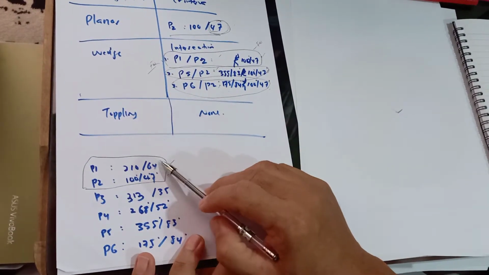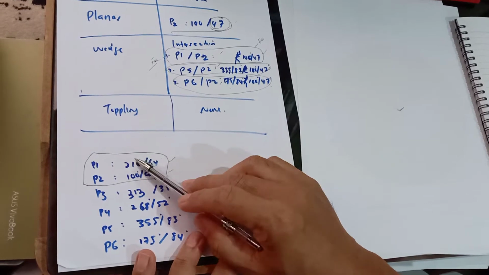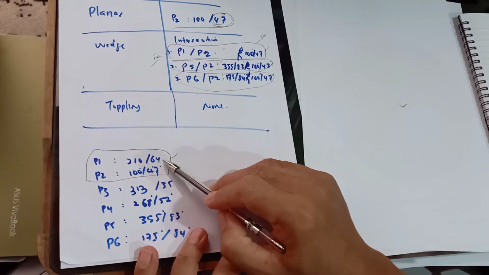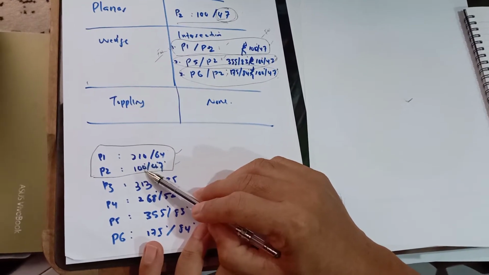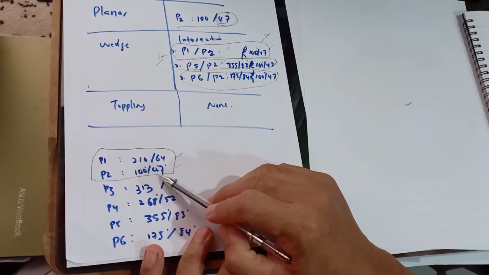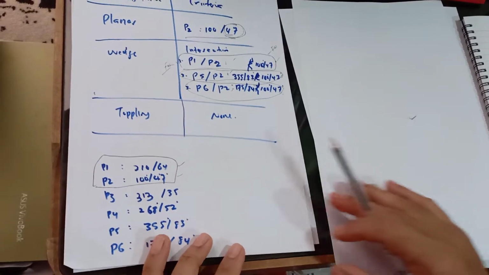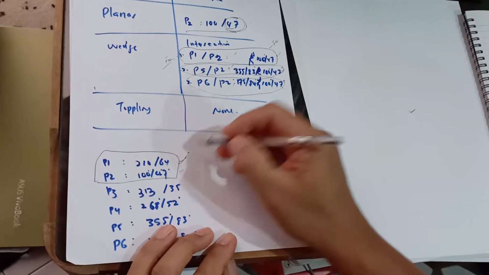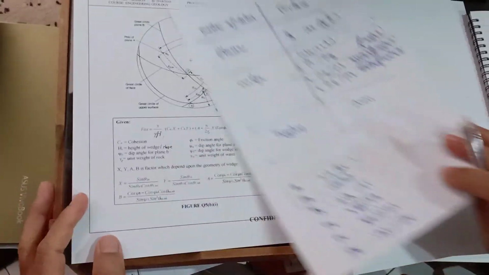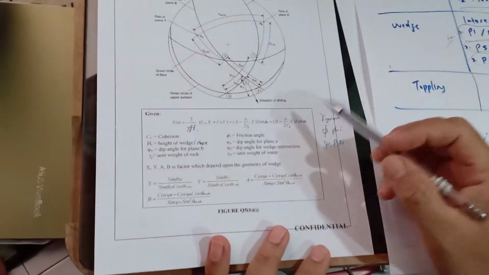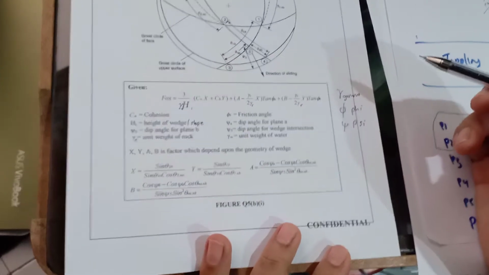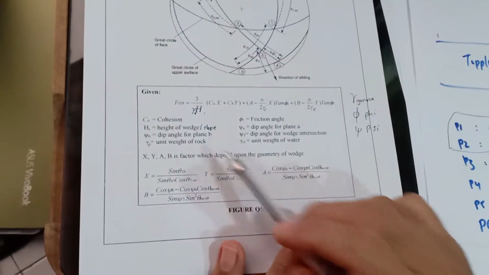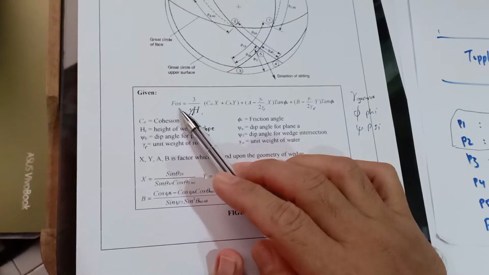So we have P1 with 210 dip direction and 64 dip angle, and P2 with 100 dip direction and 47 dip angle. This is your data. Refer to your formula, which is here: the formula for FOS, the factor of safety of wedge failure.